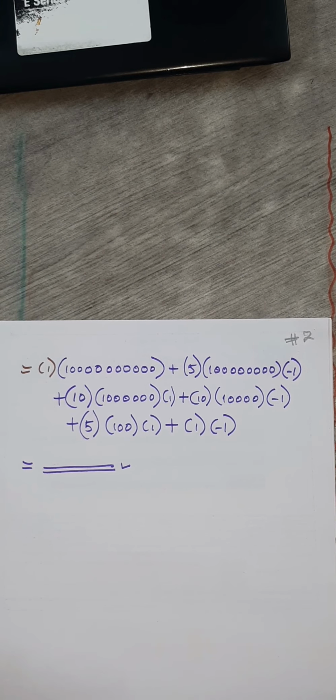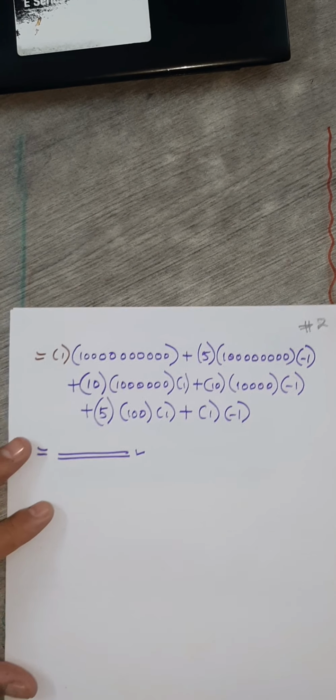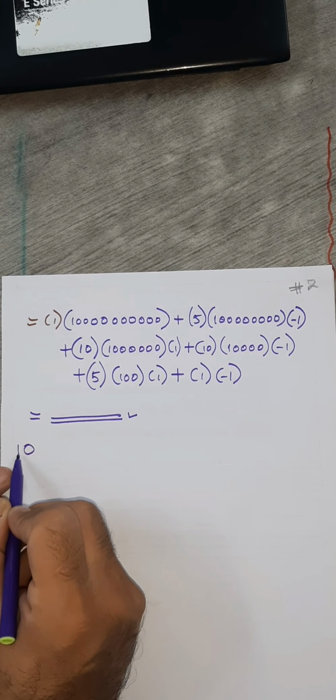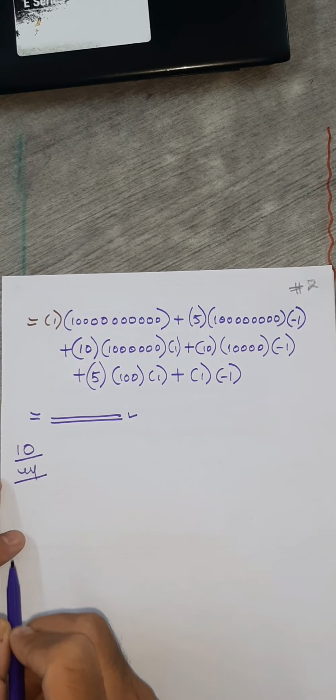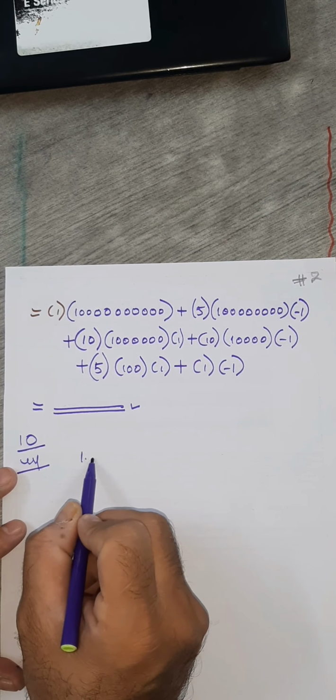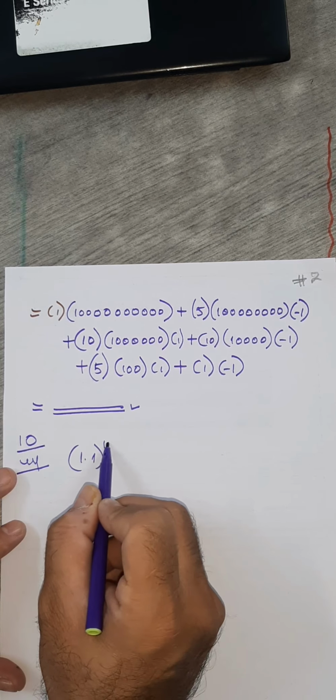Fine. Now we go to the next question. Question number 10. This is a good question. What is asked in this question? Decide: 1.1 raised to 10,000.